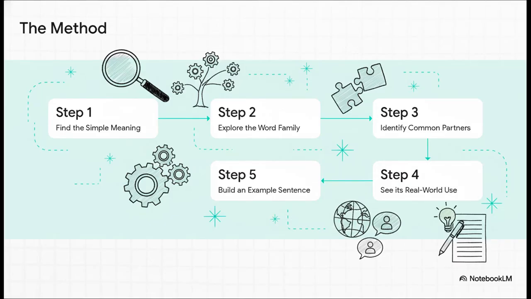Okay, so here they are, the 5 steps. It's pretty straightforward. Step 1, find the simple meaning. Step 2, explore its word family. 3, identify its common partners. 4, see its real-world use. And finally, step 5, build your own example sentence. This little framework is going to be our guide for the rest of our time together.